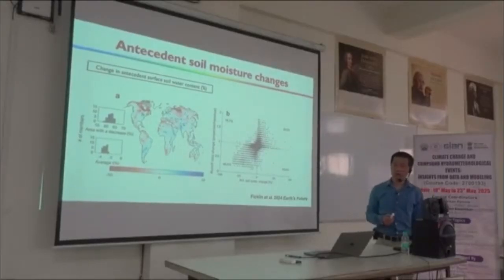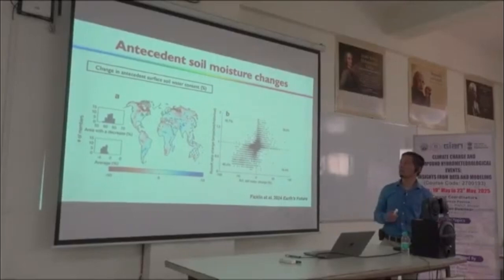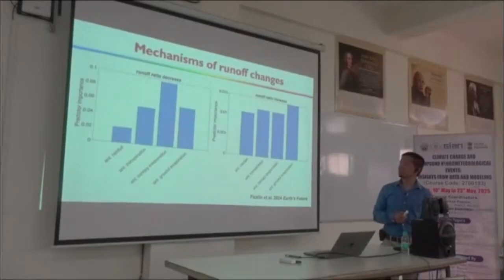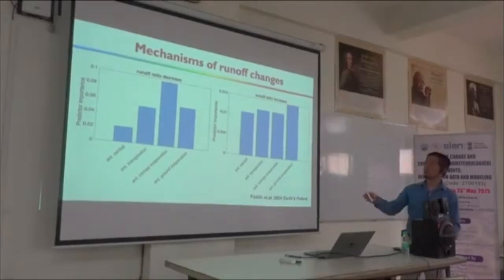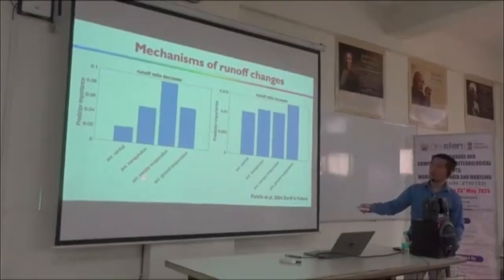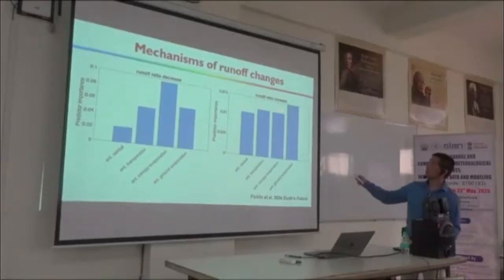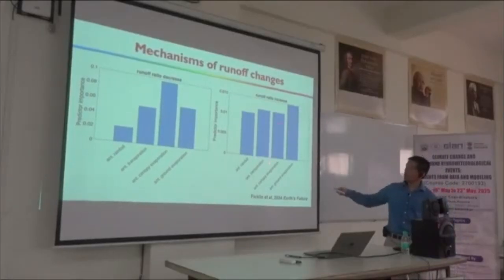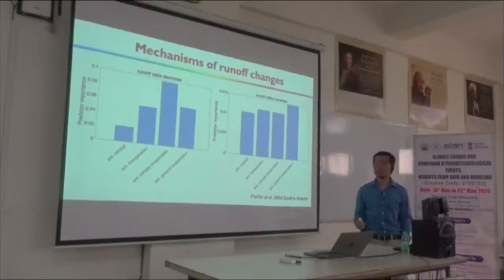So that's basically telling us soil moisture plays a very important role. We can also use a random forest type of machine learning technique to look at the major contributors for runoff ratio decrease or increase. You can see the major players for runoff ratio decrease: one is transpiration, canopy evaporation, and ground evaporation. They are the major players. The same for runoff increase is also transpiration, evaporation, and ground evaporation.